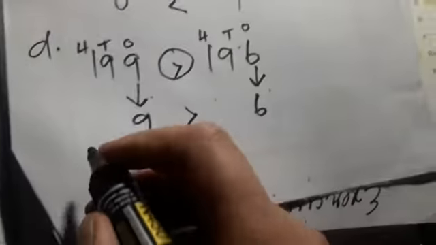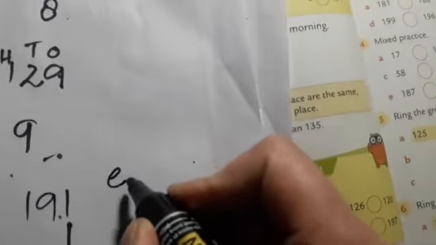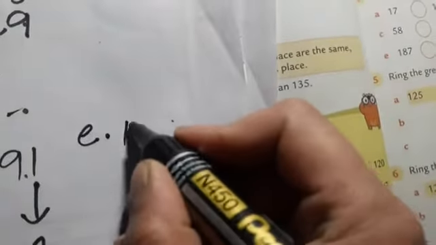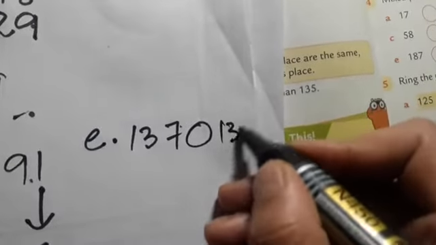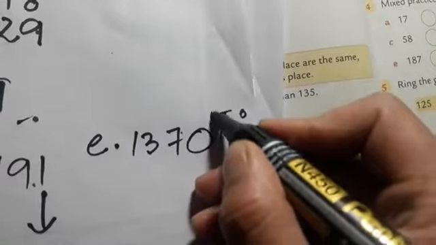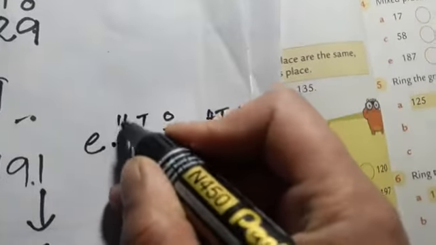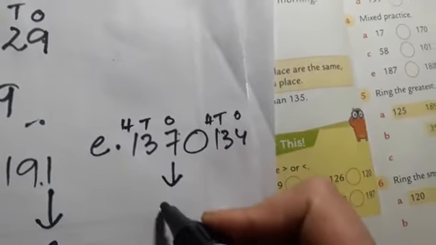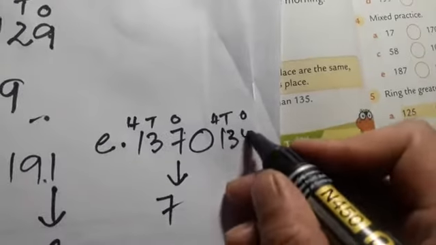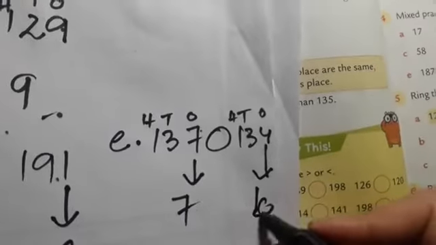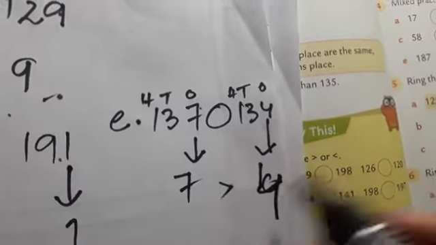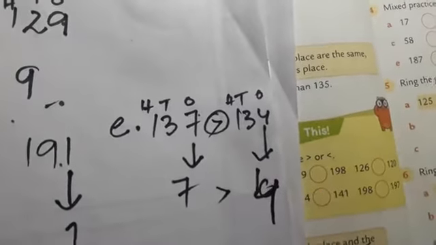Okay, now is part E. I will write it here. E, it's 137 and 134. Ones, tens, hundreds, ones, tens, hundreds. 7 lies under one side and 4 lies under one side. We'll compare these two. Obviously 7 is greater than 4. We'll put the greater than sign this side.